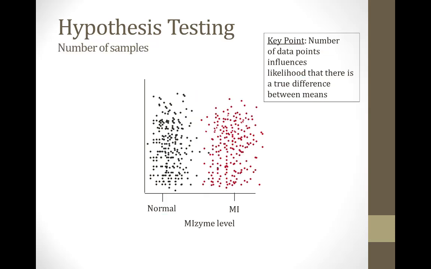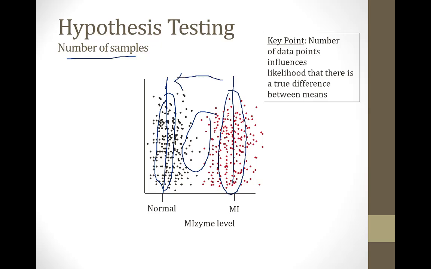Another factor that influences the likelihood that the difference in the two means is real is the number of samples. So let's look here at this picture on the screen. The normal patients and the MI patients do have some overlap of data, but we have a lot of samples, and you can see that there's a high density of samples of normal patients way over here at this mean, and a high density of the red MI patients way over here at this mean. So these two means are more likely to be truly different because we've got a lot of samples and they're really clustering far apart away from one another. So the key point here is the number of data points also influences the likelihood that there's a true difference between means, and we can be more confident when we detect a difference when we use a lot of samples.